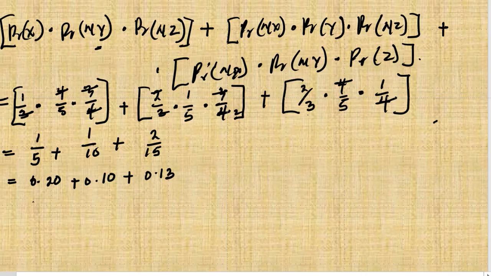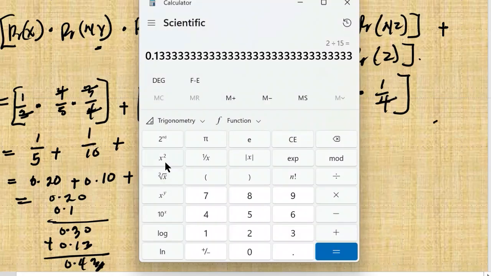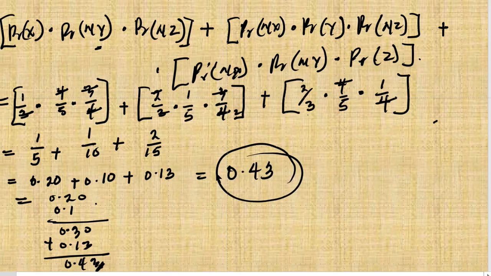So we can sum everything up. 0.20 plus 0.1, that's 0.30, now plus 0.13, that's 0.43. So the probability of hitting the target is equal to 0.43. Here we've worked to 2 decimal places.